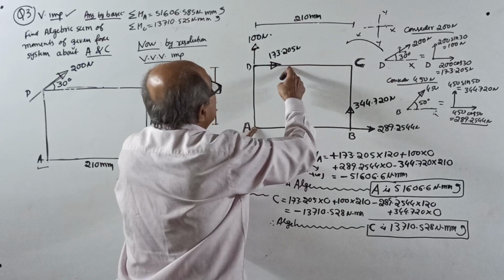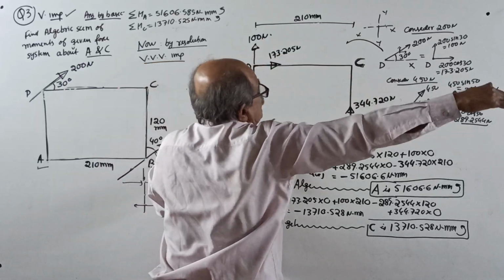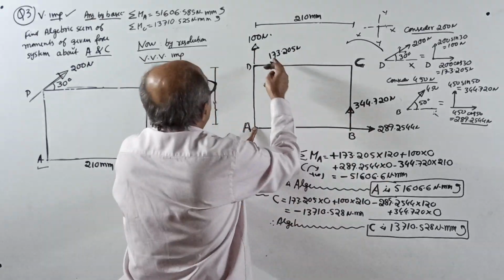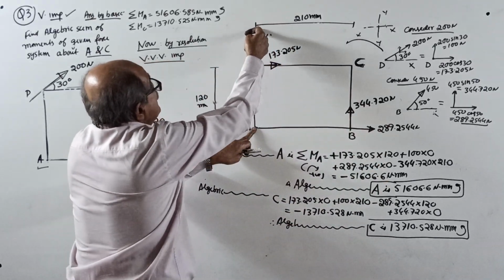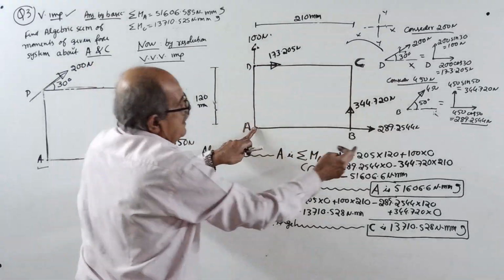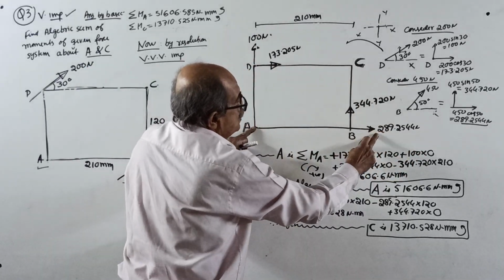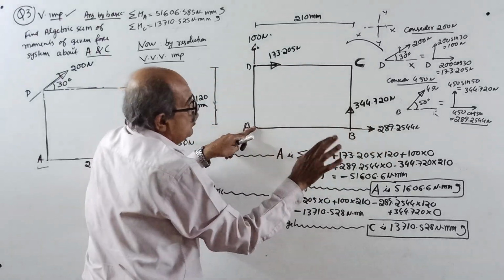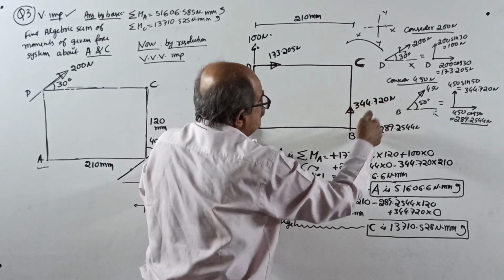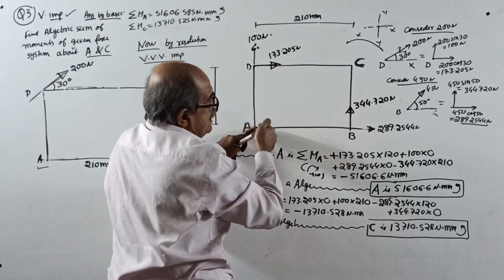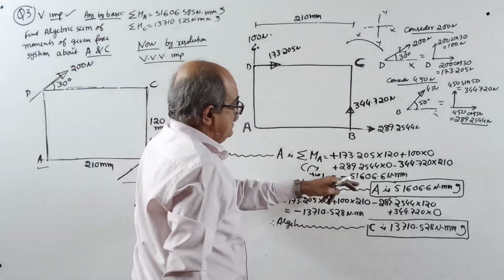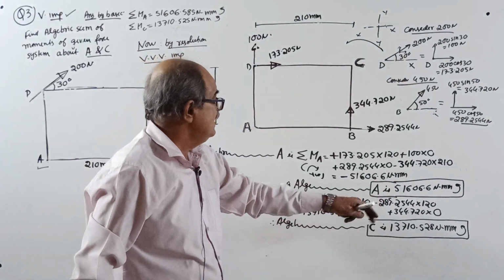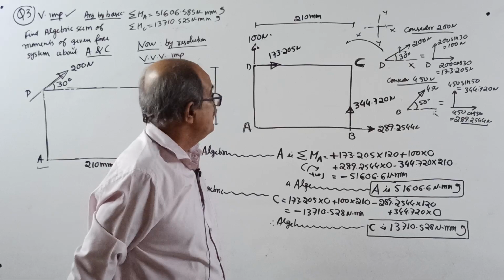173. I always take horizontal first. 173.205 into 120 clockwise plus 100 kilonewton force. If you see here, it passes through A, 100 into 0. Here, 289.2544 is actually passing through the point A, 0. 344.720 this way into 210, anti-clockwise. Calculate, minus 51606.6 will come. So the answer is 51606.6 Newton millimeter anti-clockwise.